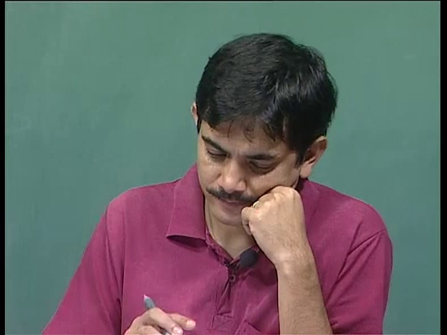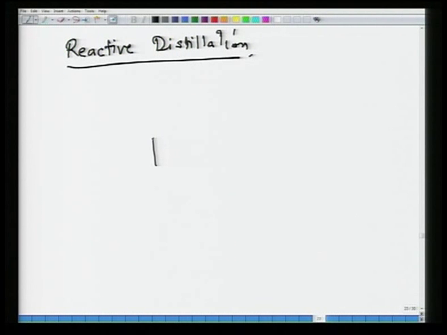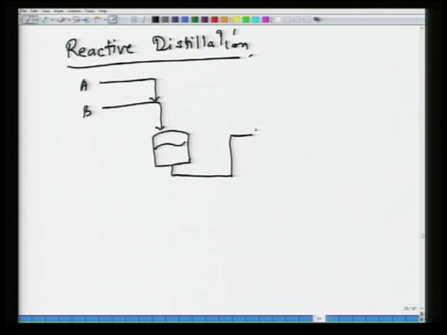Okay, so one way to do it is the conventional way. What is the conventional way? The conventional way is you put in fresh A, put in fresh B. So you are putting in fresh A, you are putting in fresh B, it is reacting in a reactor, and let us say the reactor is large enough so that reaction equilibrium is achieved, and then it goes to, let us say, a distillation column, and let us say that A and B, the reactants, are intermediate boiling.